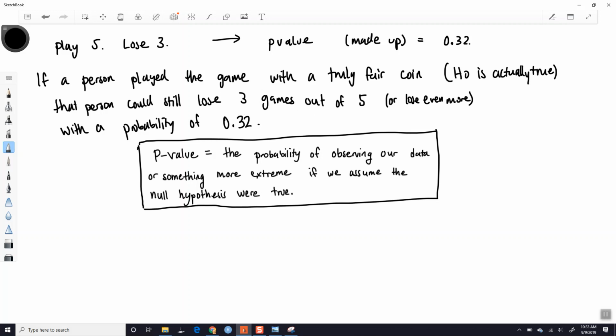So if the null hypothesis were true, that means someone's playing with a fair coin, and this could happen with a probability of 0.32. So that's a non-negligible probability, okay? That means it happens about 1 in 3 times. And so at this point, we're going to say there's not a trivial probability, okay? We cannot ignore the possibility that our results, losing 3 out of 5, was just a result of randomness, okay?